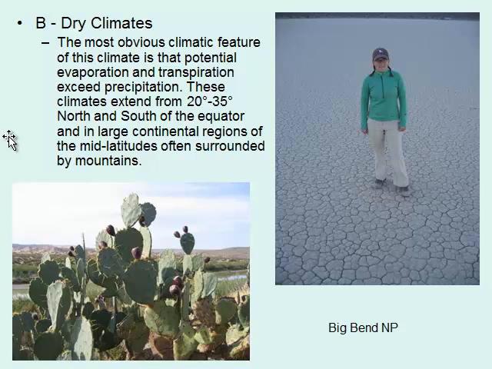These zones extend from about 20 to 35 degrees north and south of the equator. So just another zone up from that previous wet A climate. And they also exist in areas where we have large continental regions in the mid-latitudes that are surrounded by mountains. So we have the orographic effect helping to encourage those dry conditions.